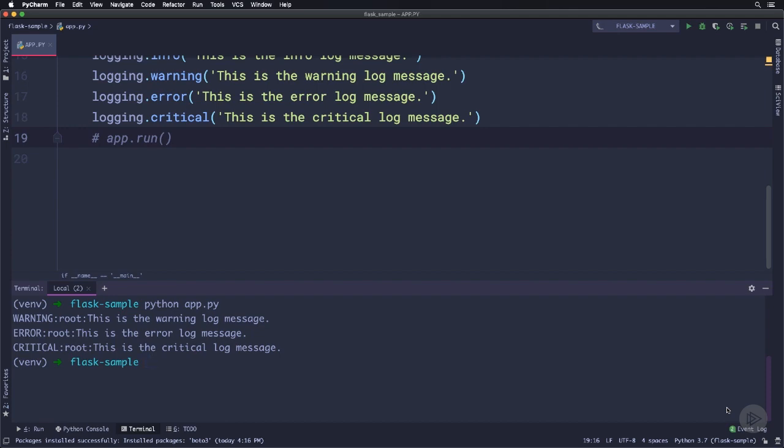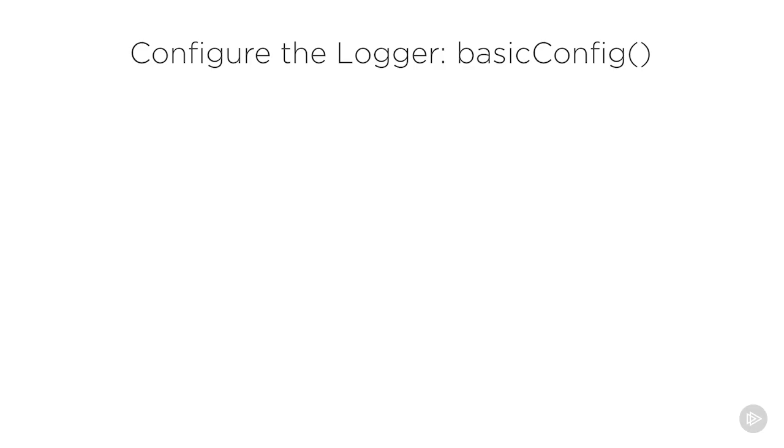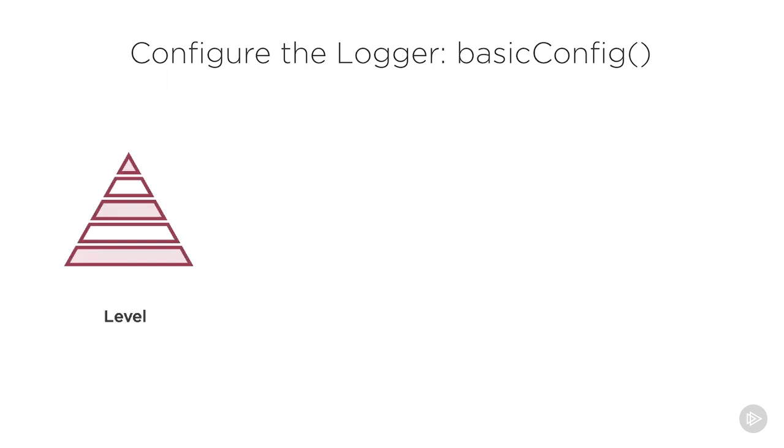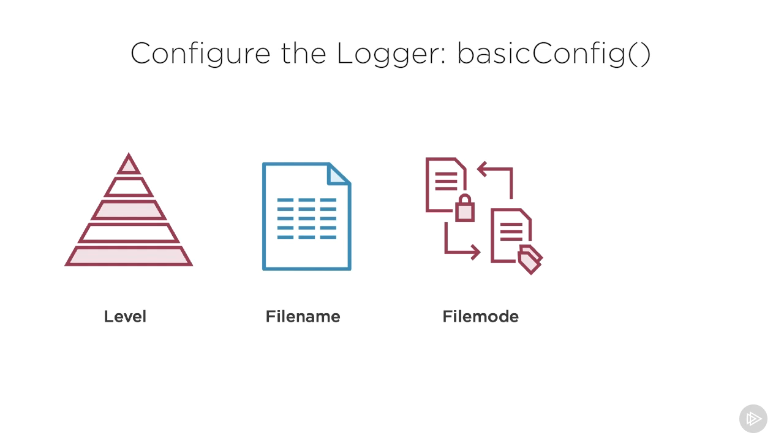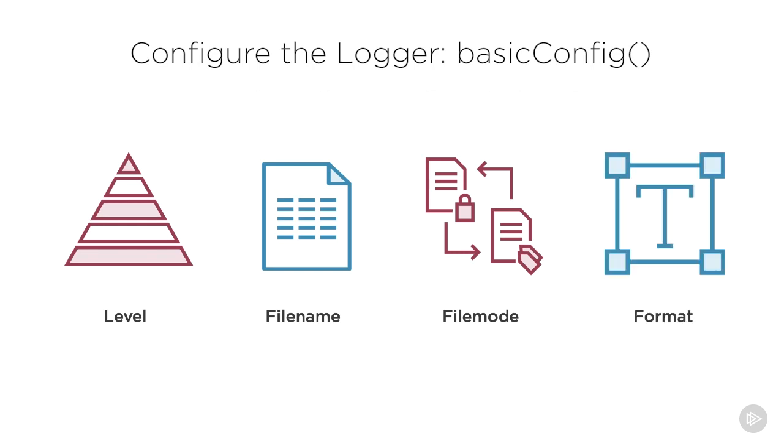But a good way to utilize logging in your application is by configuring the logger by using basicConfig method. Some of the commonly used parameters for basicConfig are the following. The first one is level. The root logger will be set to the specified severity level. Second one is filename. This specifies the file to store logs. Third one is filemode. If filename is given, the file is opened in this mode. The default is a, which means append. Another one is the format. This is the format of the log message.